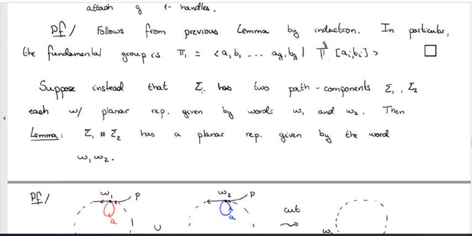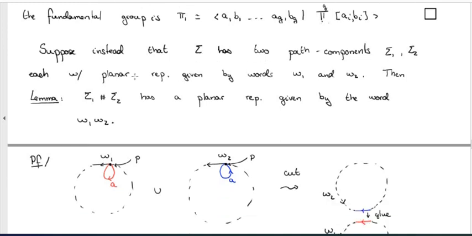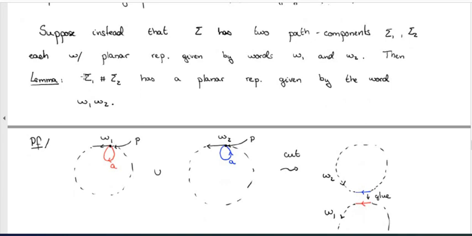Recall that we're still assuming that sigma is oriented. Okay. We haven't reached the non-orientable case yet. So what the lemma says is, if I have sigma 1 and sigma 2 and I do the connected sum, then this is a connected surface and it has a planar representation, and it's in fact given by just concatenating W2 with W1.